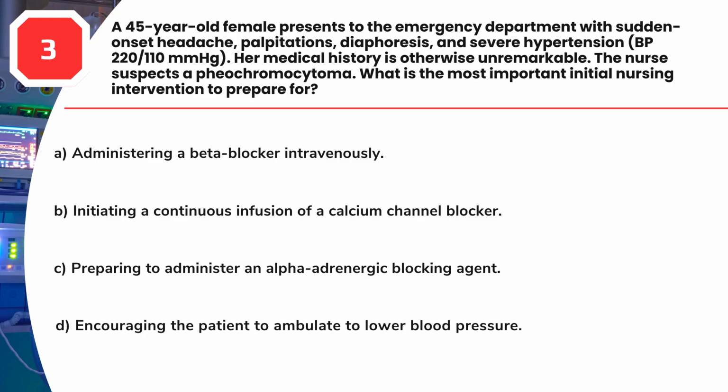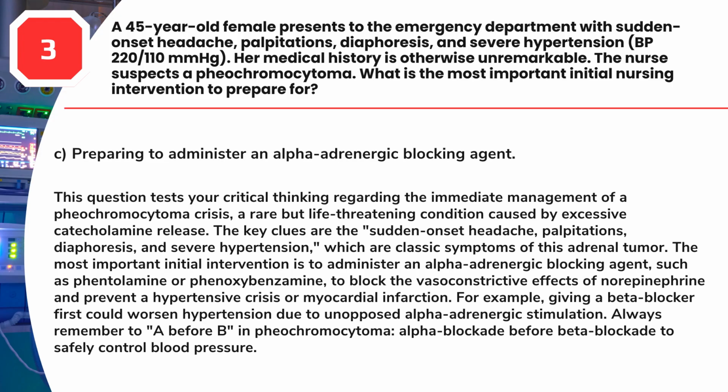A. Administering a beta blocker intravenously. B. Initiating a continuous infusion of a calcium channel blocker. C. Preparing to administer an alpha-adrenergic blocking agent. D. Encouraging the patient to ambulate to lower blood pressure. Answer: C. Preparing to administer an alpha-adrenergic blocking agent.